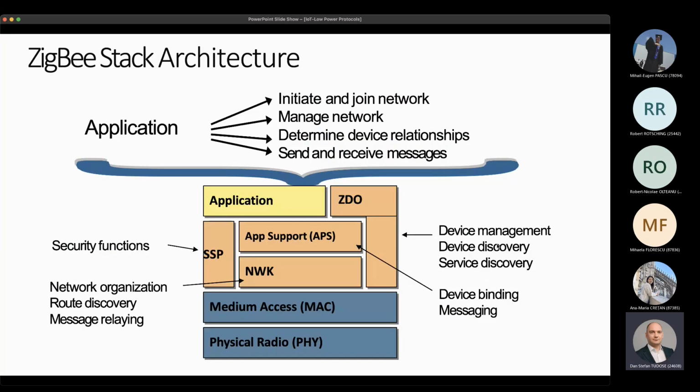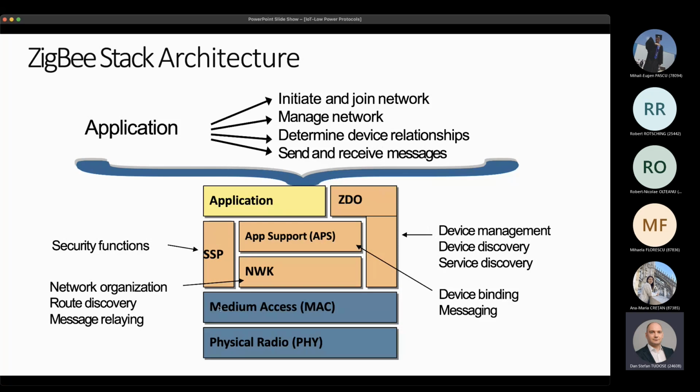Now, the architecture for ZigBee is, let's say, also similar to Bluetooth, targeted towards applications. So you have a lot of thought and a lot of work put into how devices initiate and join the network, how you can manage the network, how you can determine device relationships and send and receive messages. So this is all handled at the application level. You also have some security functions, so you can have security built into the network.